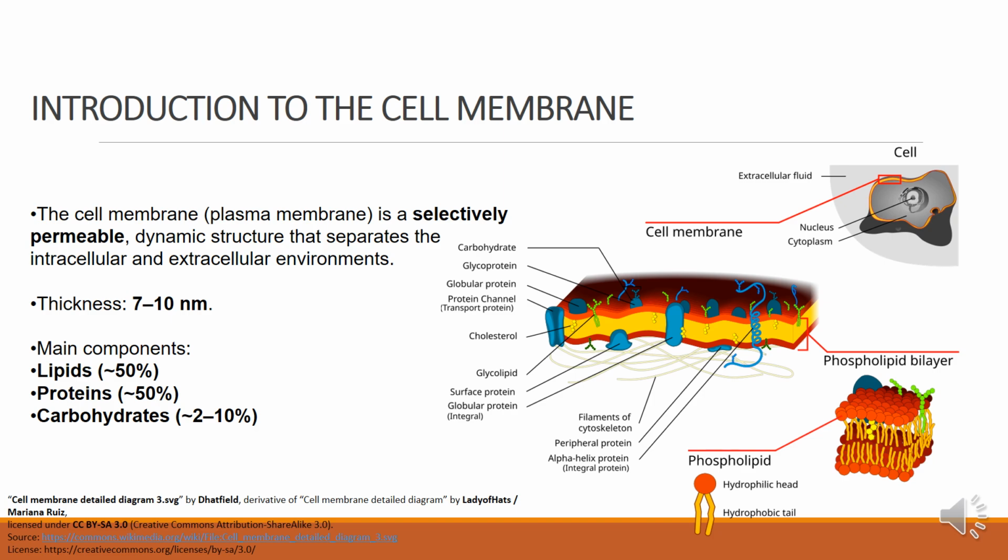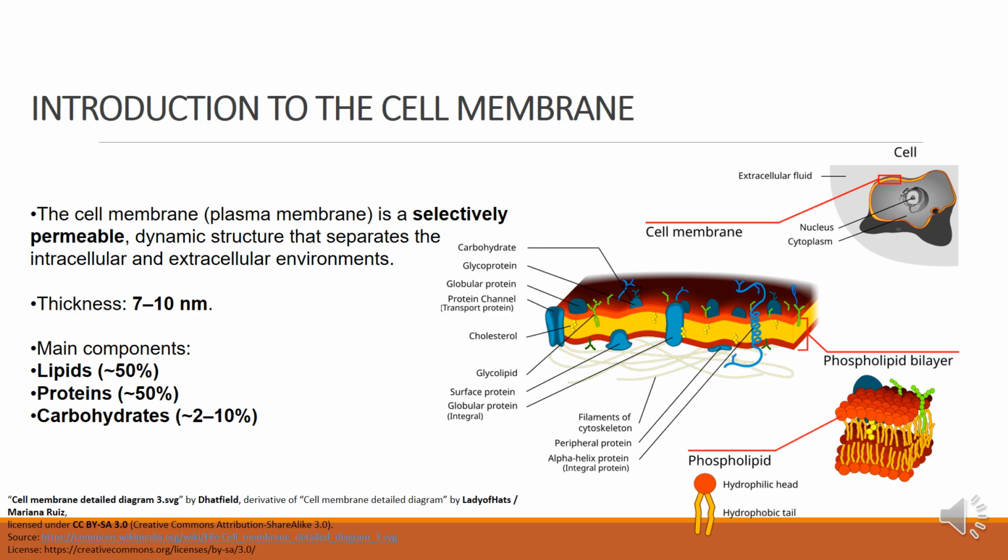Compositionally, it consists of lipids, proteins and carbohydrates. Lipids are roughly 50% of the total composition, forming the structural bilayer. Proteins are again almost 50%, facilitating transport, signaling and enzymatic functions. Carbohydrates are roughly 2 to 10% and are involved in recognition and protection. This composition allows the membrane to be both structurally robust and functionally versatile.